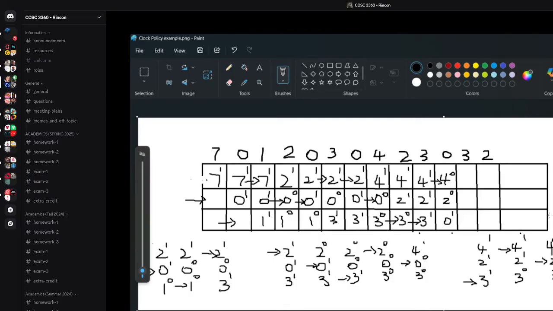For the first 3, why doesn't the 0 have a use bit? Like this one right here? Wait, I'm so confused. For the first 3, why doesn't the 0 have a use bit?